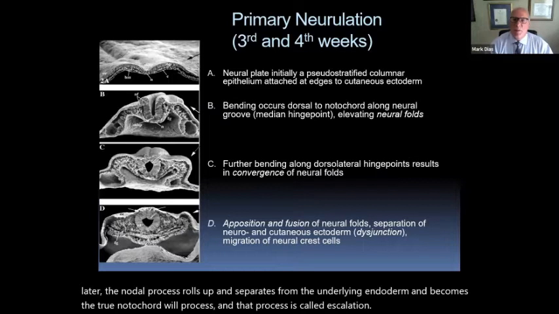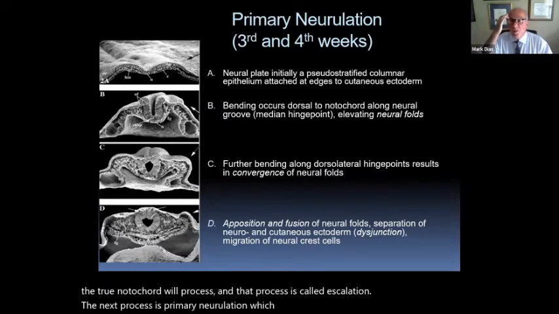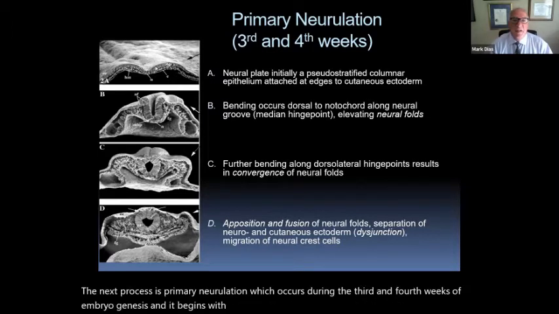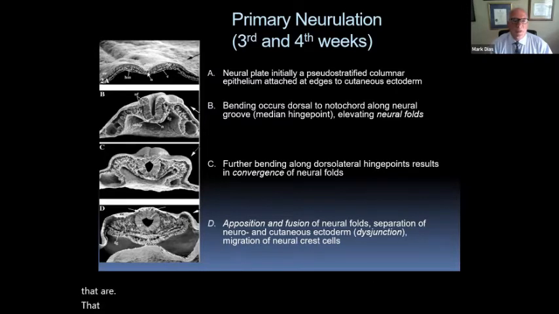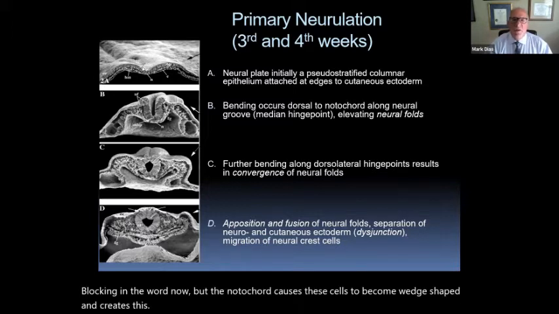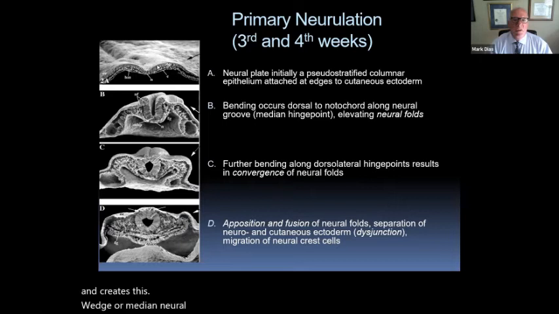The next process is primary neurulation, which occurs during the 3rd and 4th weeks of embryogenesis. And it begins with the thickening of the neural plate, the neuroepithelium here. And overlying the notochord, there is a groove that develops because of conformational cell changes: the notochord causes these cells to become wedge-shaped and creates this wedge or median neural fold. The neural folds, median groove, neural groove.